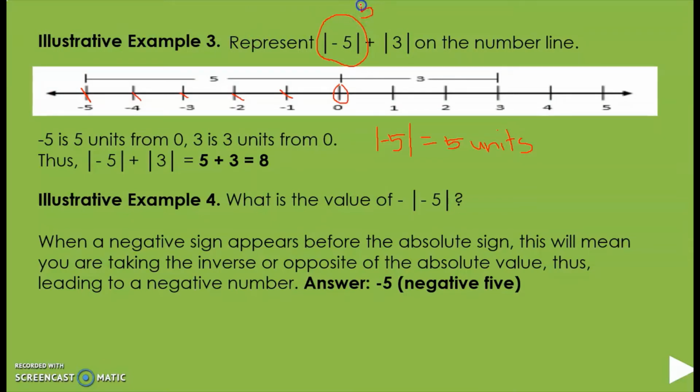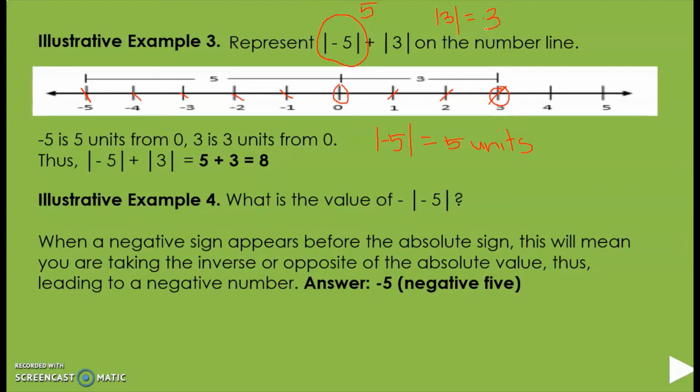And how about the absolute value of 3? In the same process, we're going to locate or mark the positive 3, and it's on the right side of 0. So we're going to count the distance units covered from 0 to 3. So we have 1, 2, and 3. Meaning to say, the absolute value of 3 is equal to 3.